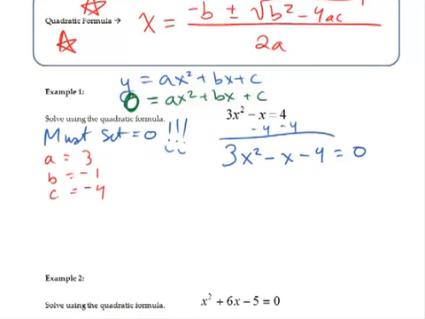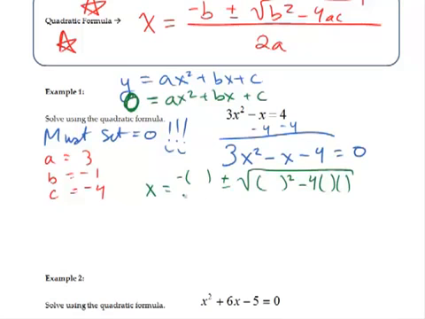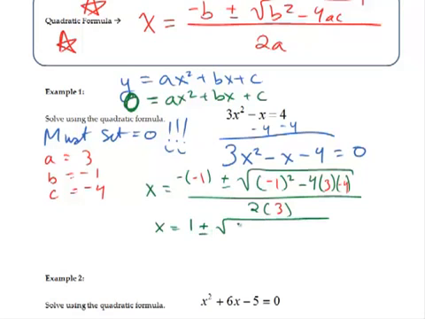Then we come to our formula and we plug in the pieces. So x equals opposite b plus or minus square root b squared minus 4ac all over 2a. Now, we have to be careful with some of our negative signs here. So we will get x equals negative negative 1, which is +1, plus or minus. This becomes 1, +1, because the parentheses are squaring it.